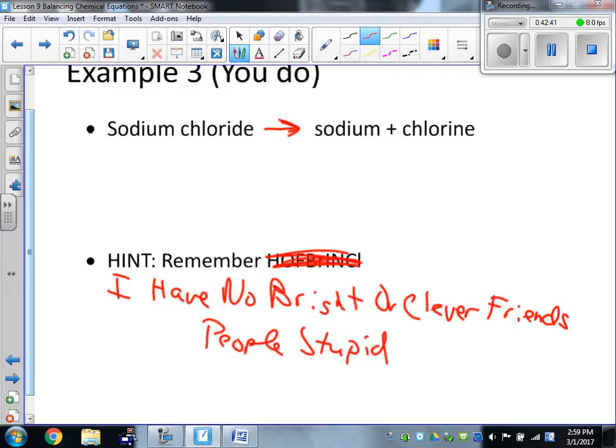What does sodium chloride look like? Once again, just take one part at a time. We need to come up with a chemical equation for this. Sodium chloride. What kind of compound is this, by the way? Ionic. So 1 plus, 1 minus, swap and drop, we don't write the ones.